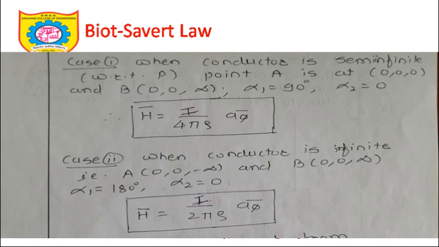So let's try it out with certain cases, when a conductor is semi-infinite. What I mean by semi-infinite: let's say these are the axes which I want to draw, x-axis, y-axis and z-axis, and this conductor I want to draw with a red color line, and it is extending from 0 till infinity. So the coordinates are 0 0 0 to infinity, so it is semi-infinite. If it is from minus infinity to plus infinity, it is completely infinite. When it is semi-infinite, the coordinates of point A will be 0 0 0, and the coordinates of point B will be 0 0 infinity, since it is along the z axis.